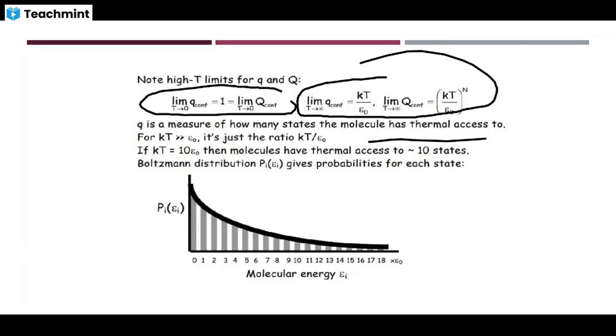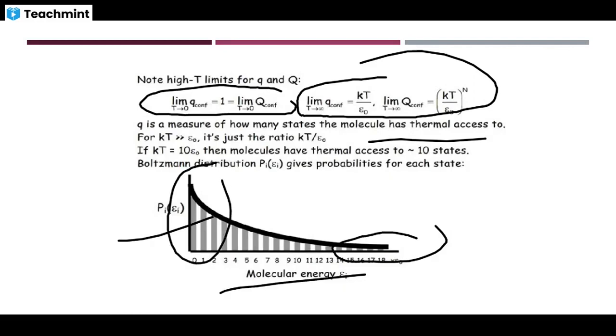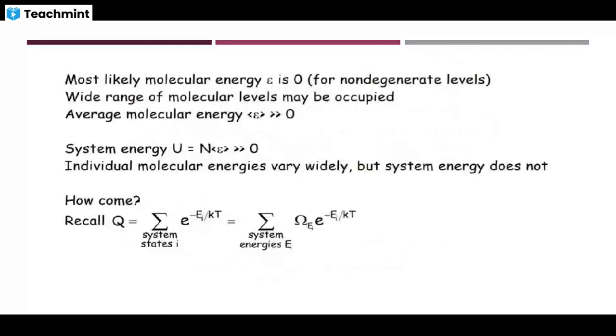So the Boltzmann distribution gives the probability of each state. So this is the probability of molecular energy psi i. So the probability of higher energy is very low, probability of lower energy is higher. Most likely molecular energy psi is 0 for a non-degenerate level. A wide range of molecular energy may be occupied. Average molecular energy is greater than 0.